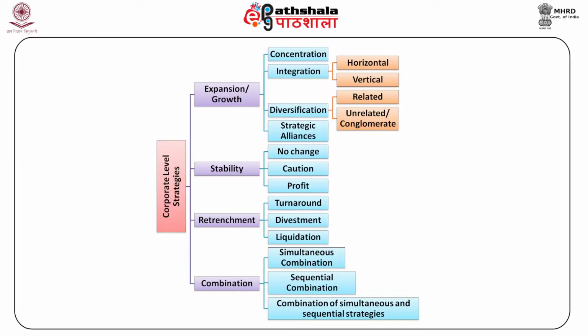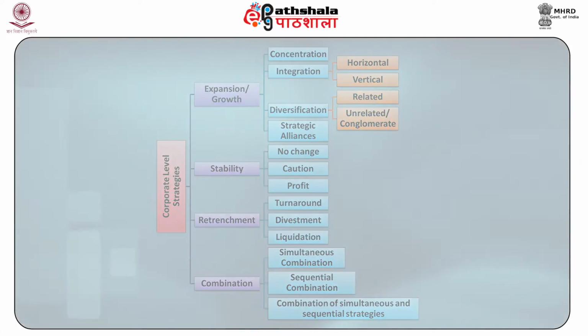Whereas integration is further divided into horizontal and vertical, diversification is further divided into related and unrelated, whereas the stability is divided further into three parts: no change, caution, profit. Retrenchment strategy is divided into three parts: turnaround, divestment, liquidation. The combination strategy is divided into three parts: simultaneous combination, sequential combination, combination of the simultaneous and the sequential strategies.